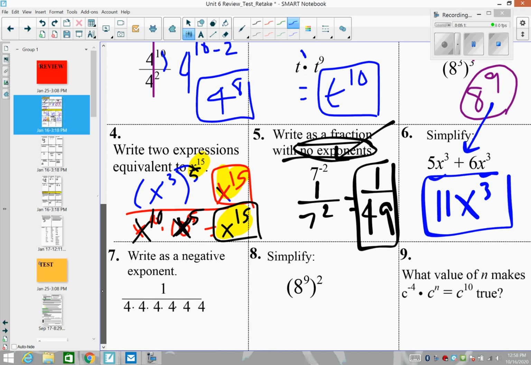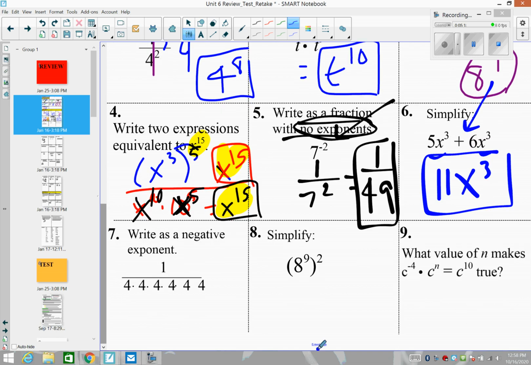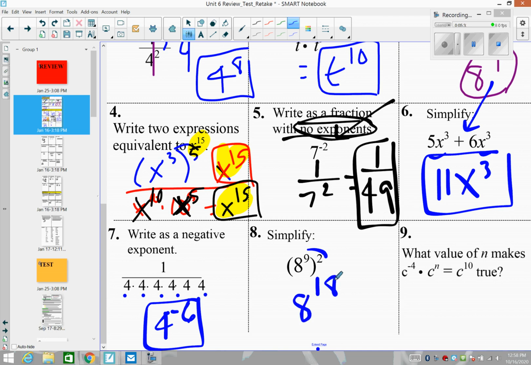Question 7, write as a negative exponent. In this question then, we have 1, 2, 3, 4, 5, 6. So that would be 4 to the negative 6 power. Negative because it's a fraction, 1 over that quantity. Question 8, we're going to distribute that in through multiplication. That becomes 8 to the 18th. When it says simplify, you don't have to write it out on this particular lesson.